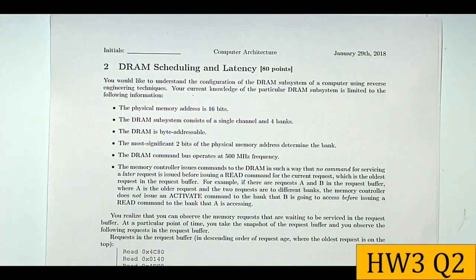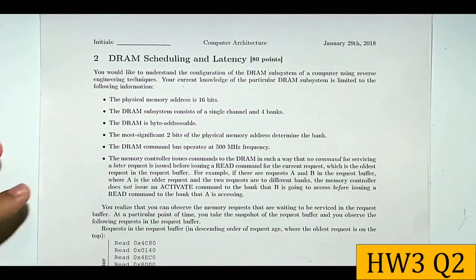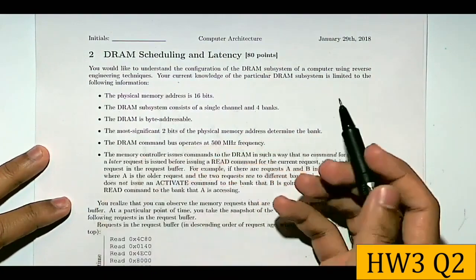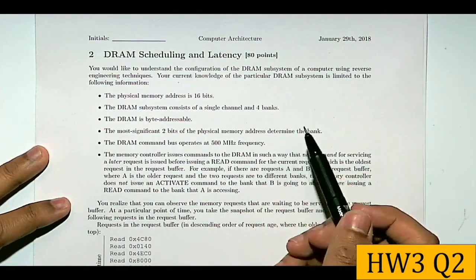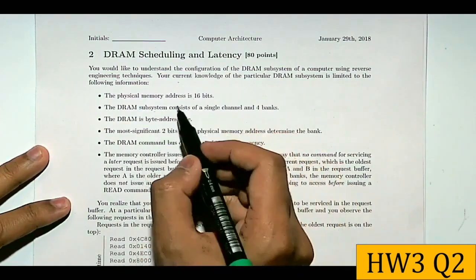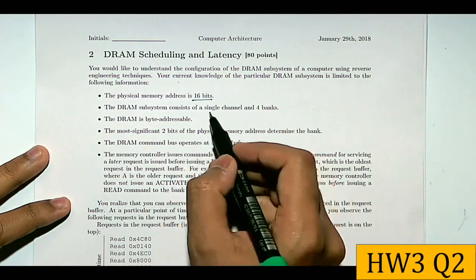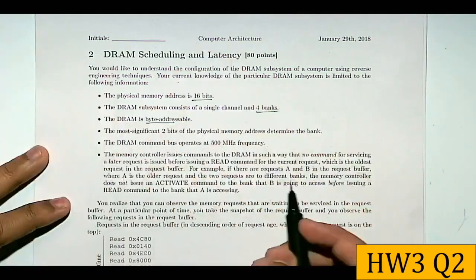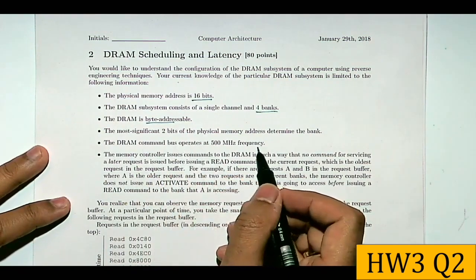Okay, so this question talks about DRAM scheduling and the latency policies. So, let's read the question. You would like to understand the configuration of the DRAM subsystem of a computer using reverse engineering techniques. And this is the set of knowledge you have about this particular DRAM subsystem. The physical address is 16 bits. The DRAM subsystem consists of a single channel and a 4-bank system. And the DRAM is byte addressable. It's clearly mentioned here. And the most significant 2 bits of the physical address determine the bank.